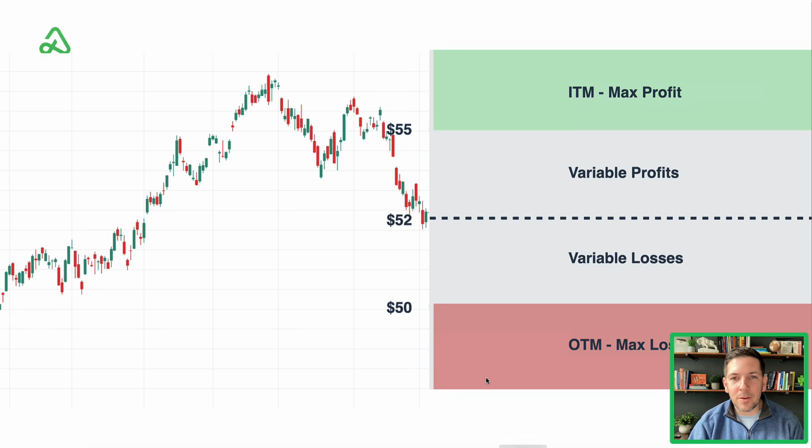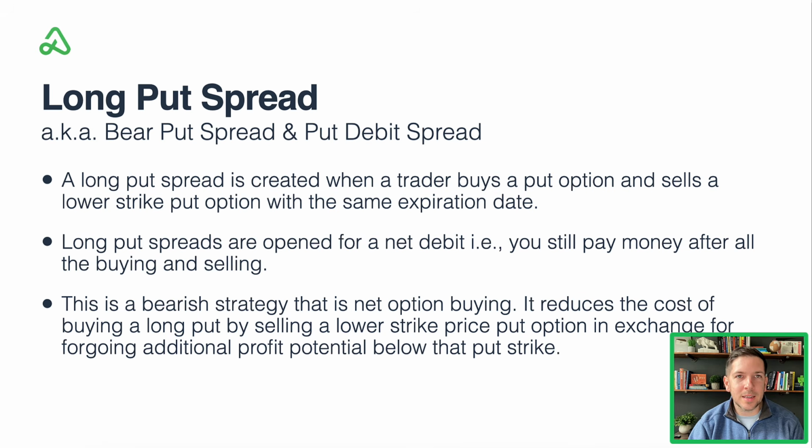All right, so let's get back over to the slides here. Let's go through the next example. The last one that we went through was a long call spread. That was a bullish strategy. This is the exact opposite. So this is a long put spread, also known as a bear put spread or a put debit spread. This is still a net buying strategy, but what you're doing is you're entering a debit spread where you're buying options on the put side versus the call side.